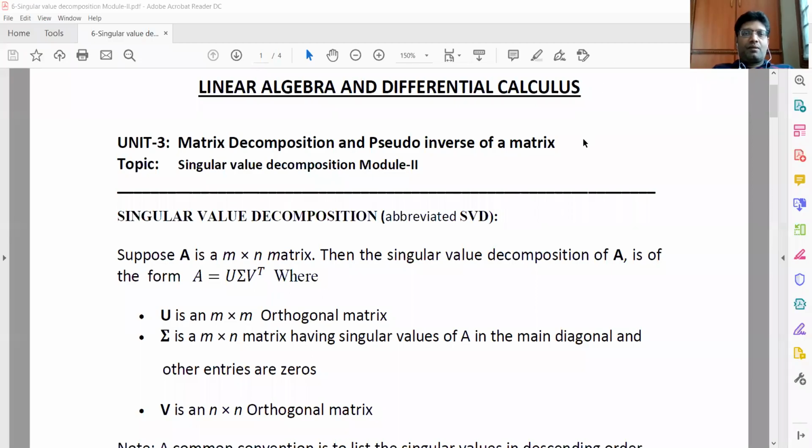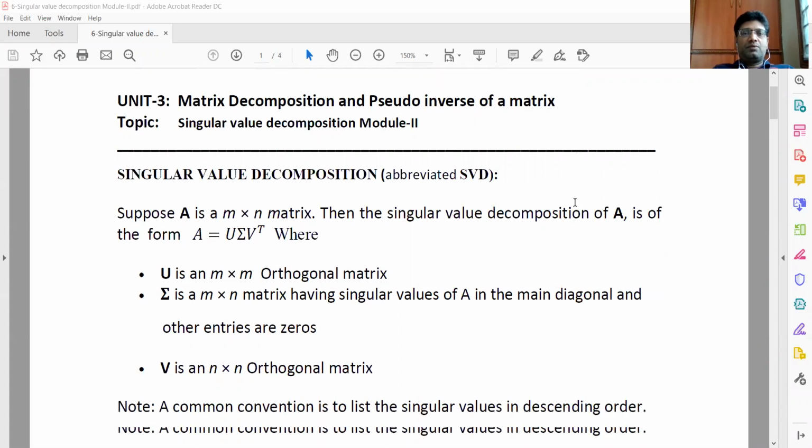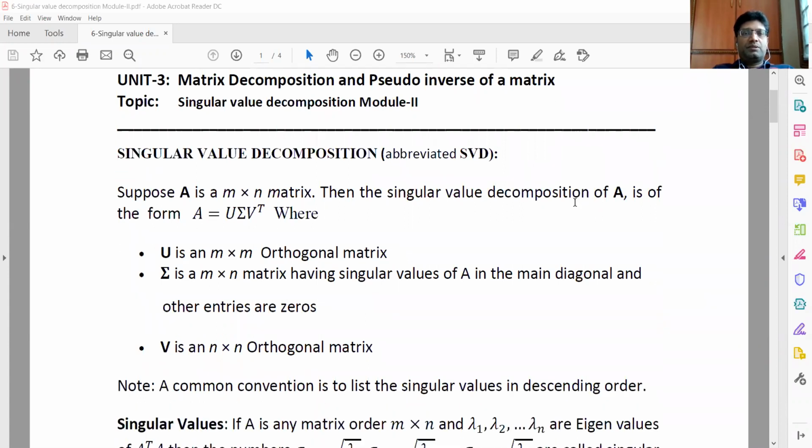Hello, welcome to the third unit, matrix decomposition and pseudo inverse of a matrix. So already you have seen singular value decomposition for module 1. Now this is the second module. So before going to see the problem, we will summarize what we have learned in the previous video.